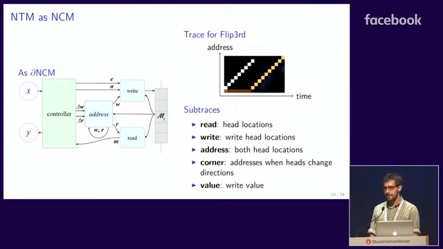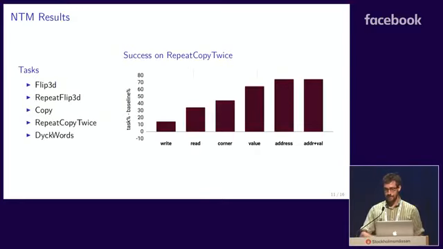We try this architecture with a few different types of subtrace types. We try giving it only locations for the read heads, only the write heads, the addresses of both heads at the same time, and then we also try giving it the address of both of the heads only when they switch directions. Then we also try giving it the address or the value that the write head actually wrote.